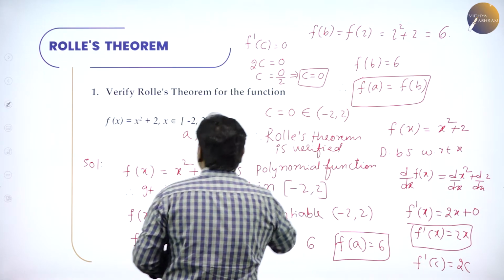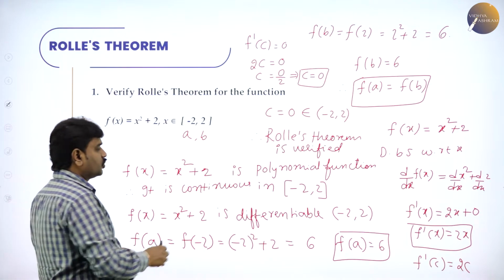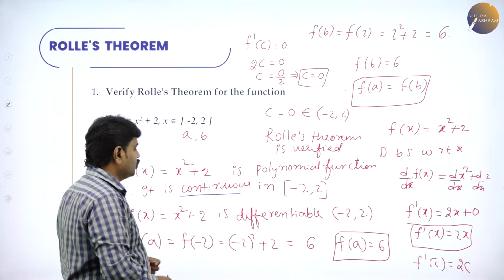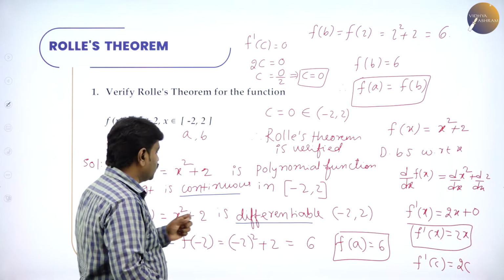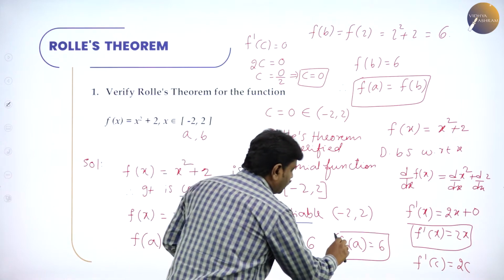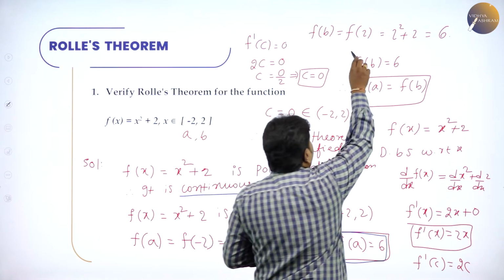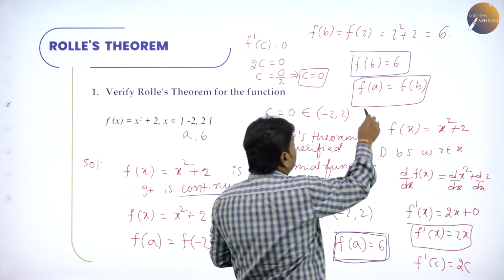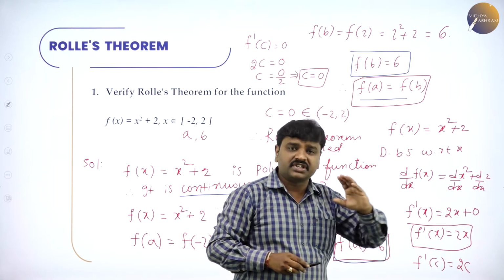Now, all of you understood this. Let me just summarize this. First, you should prove it is continuous in the closed interval minus 2 to 2. Then you should prove it is differentiable in the open interval minus 2 to 2. Then you should find f of a. In this problem we got f of a exactly as 6. Then you should find f of b. We got f of b exactly as 6. So f of a and f of b should be equal. We got that also. Then you should take f of x and differentiate both sides.